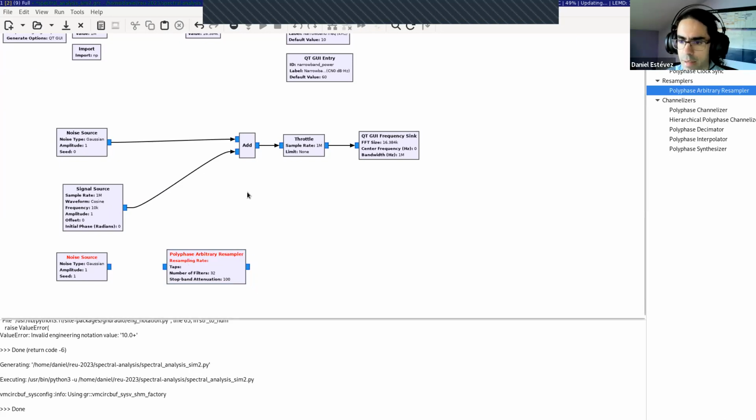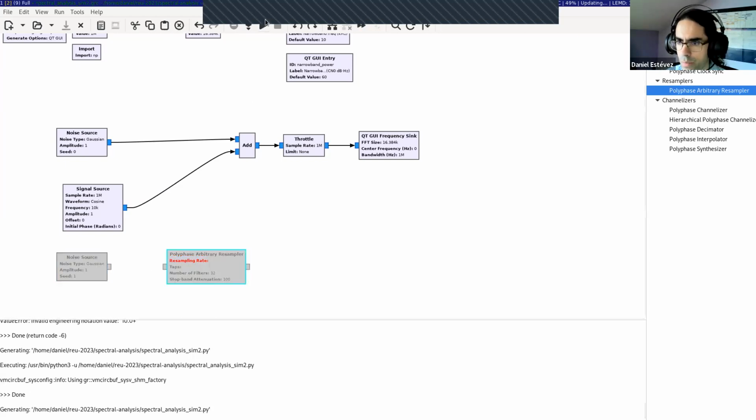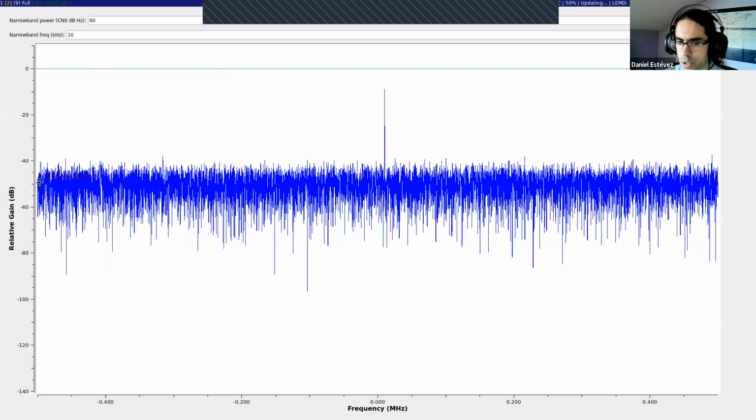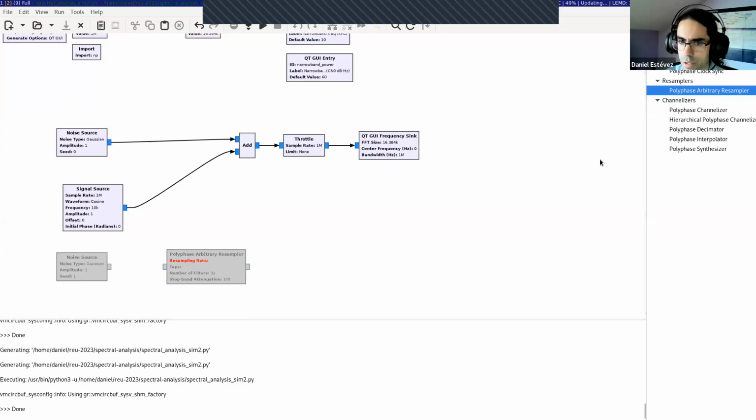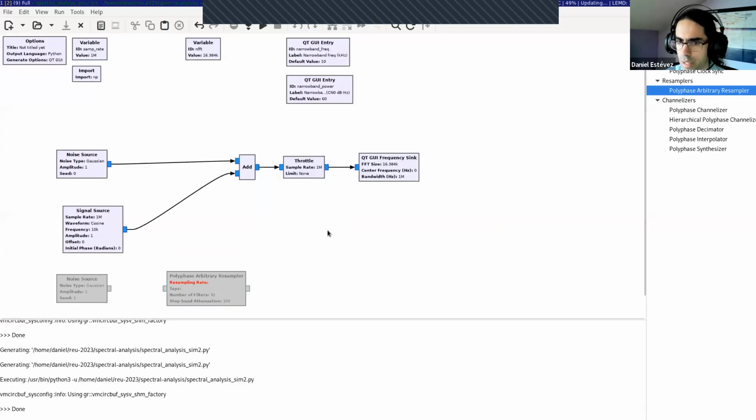And the motivation to do this is as follows. Let me come back to the previous plot. So the noise source we have here is generating 1 megahertz of noise because the sample rate is set to 1 megahertz. If we were to somehow include this 1 megahertz of bandwidth into a larger bandwidth, for example, 10 megahertz, this noise source would only occupy, if the conversion is done properly, 1 megahertz of bandwidth, because originally it was only intended to be 1 megahertz of bandwidth.